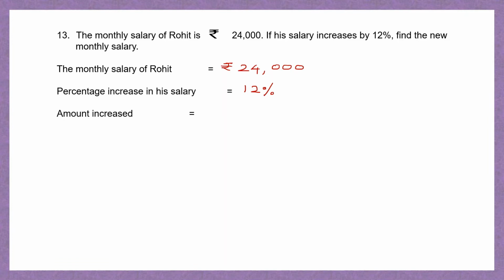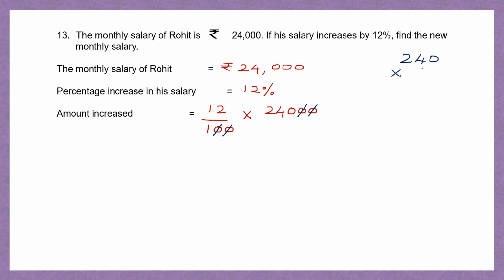We know the percent. Okay. So what is that amount that has increased? So we're going to use this 12%. So we're going to say 12 by 100. Whenever percent is given to us, we divide by 100 multiplied by his monthly salary, which is 24,000 rupees. Now it's multiplication of fractions. We will cancel the 2 zeros here and the 2 zeros there. Now we have 240 into 12. So let's multiply that.